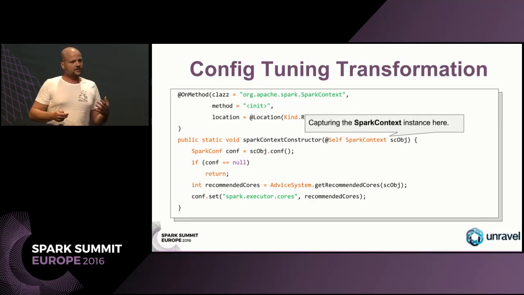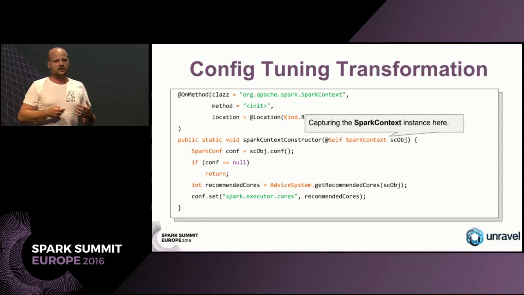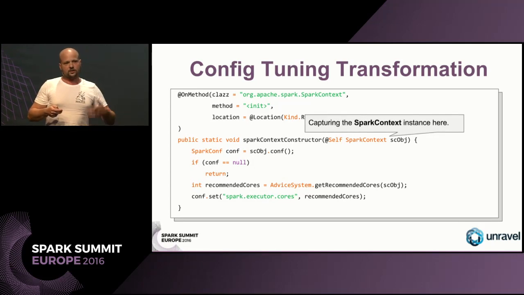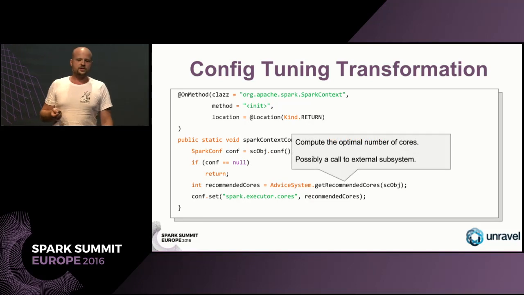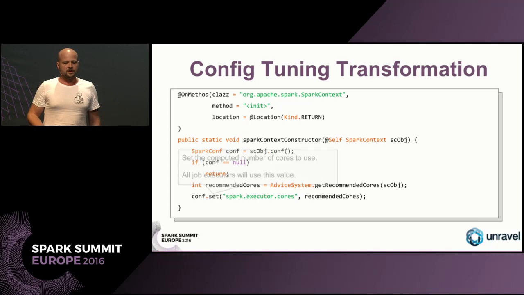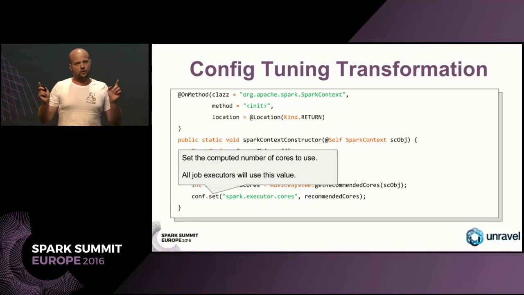The annotated Java method itself specifies the actual code which will be injected to Spark context constructor. So you can write your functionality in Java there. Then the algorithm is pretty simple. We grab the configuration object, then we call some super advanced advice system, which will figure out what is the recommended number of cores we need to use, and then we get the number. We modify the configuration settings, and everything is just marshaled up to the rest of the Spark, and the application is run with your optimal settings.